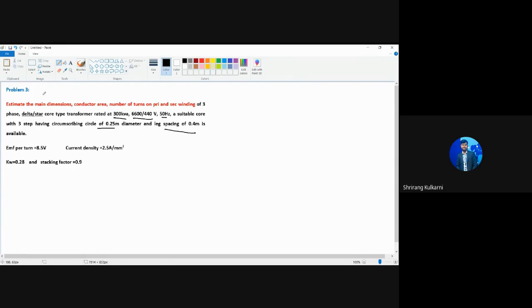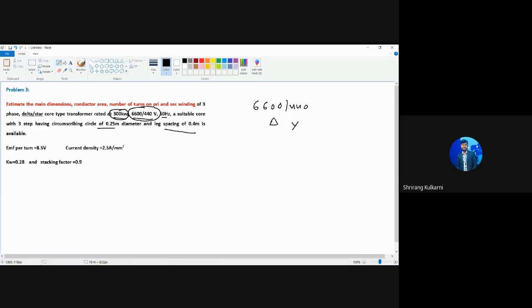Okay. So what is given? What do we have to calculate? Q value is given. This is the Q value. The voltage is given: 6,600 by 440 volt. The delta side, and the star side. And 300, what is that 300? 300 is nothing but the Q value given.